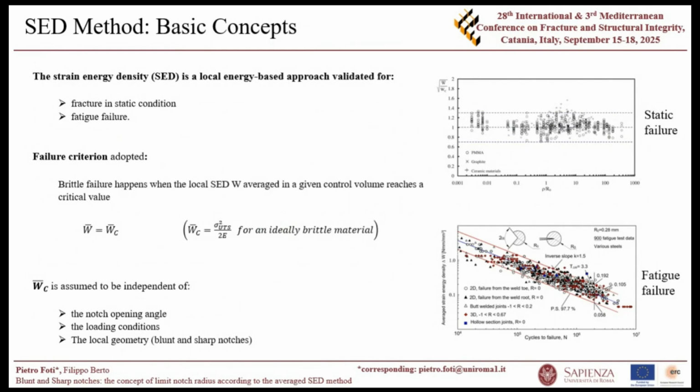An important thing to say about the critical value of the strain energy density is that this is assumed to be independent of the notch opening angle, the loading condition, and the local geometry. In this case, it's independent of blunt or sharp notches. It can deal with both. So we started thinking that, since the method can account for both sharp and blunt notches, it could have inside the method a condition to discriminate between sharp and blunt notches.